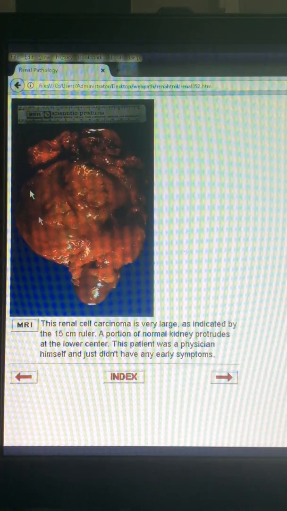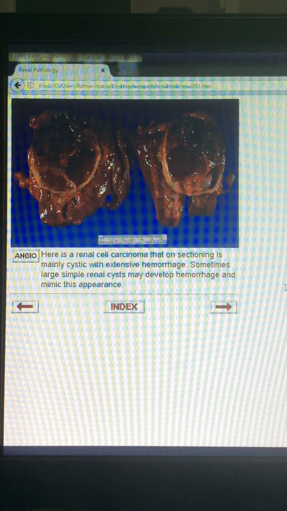Again, a huge mass is seen here, irregular, non-encapsulated, with some papillary configuration. This is the normal portion of the kidney that you can see here. This picture is taken from a physician who himself didn't have any early symptoms of renal cell carcinoma. Sometimes the patient can present with metastasis rather than from the primary tumor of the kidney.